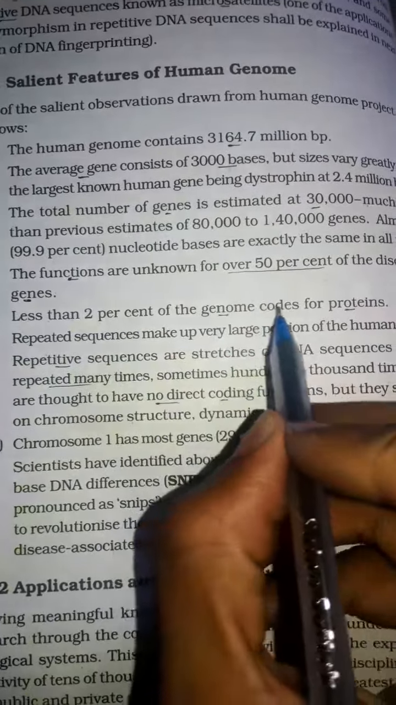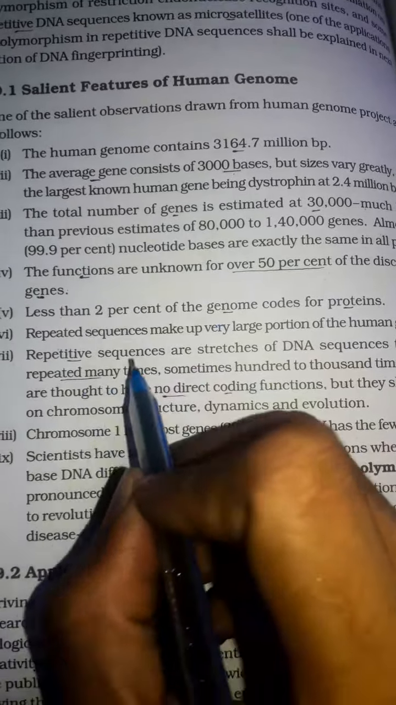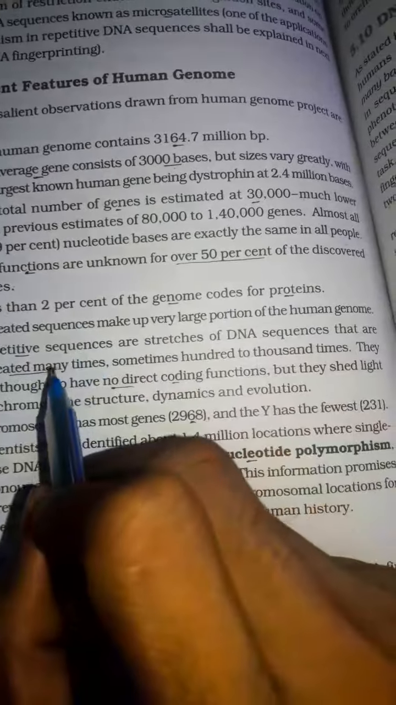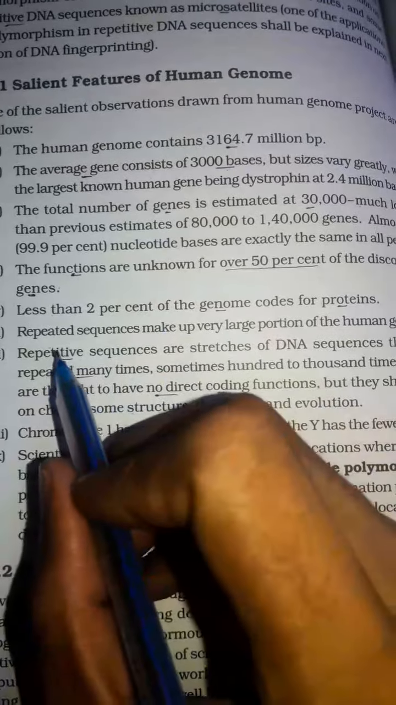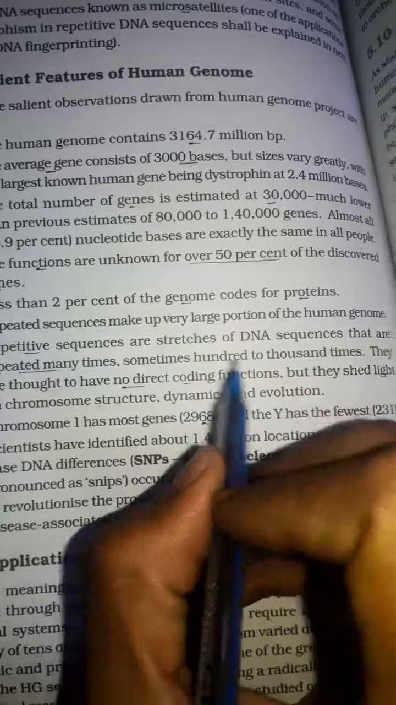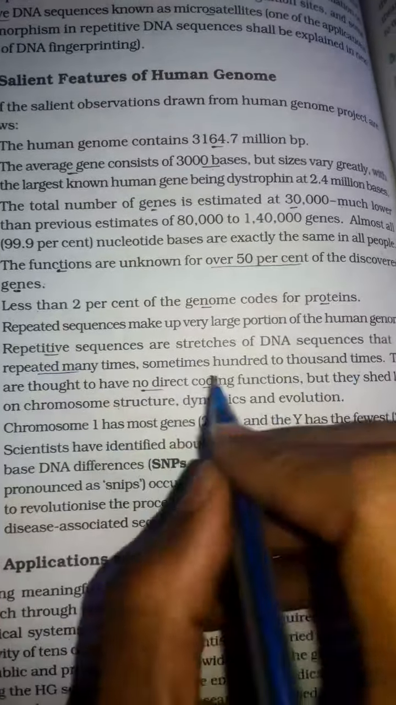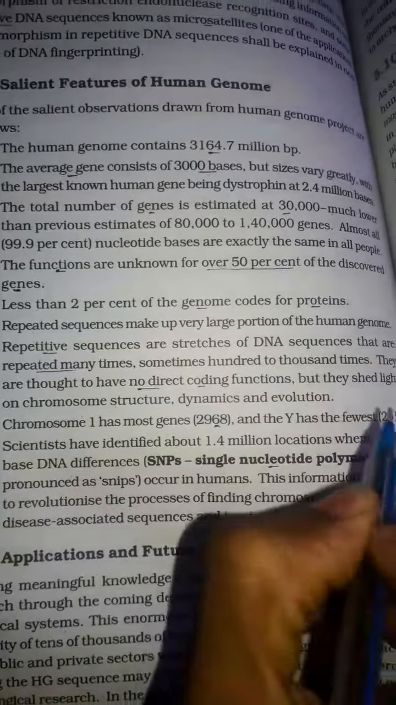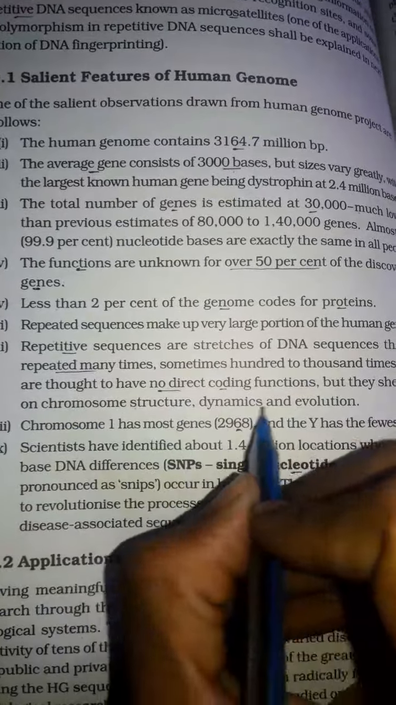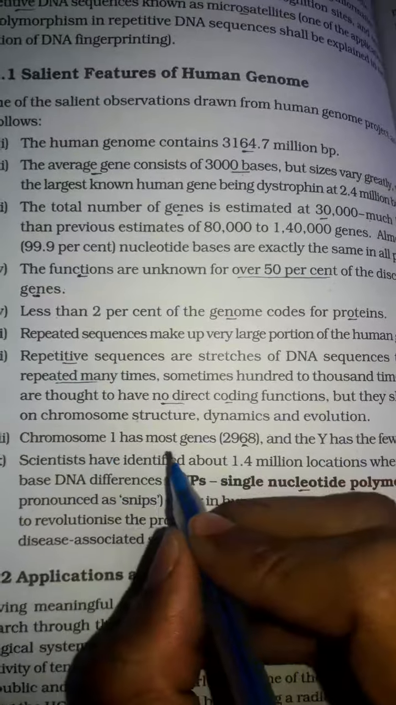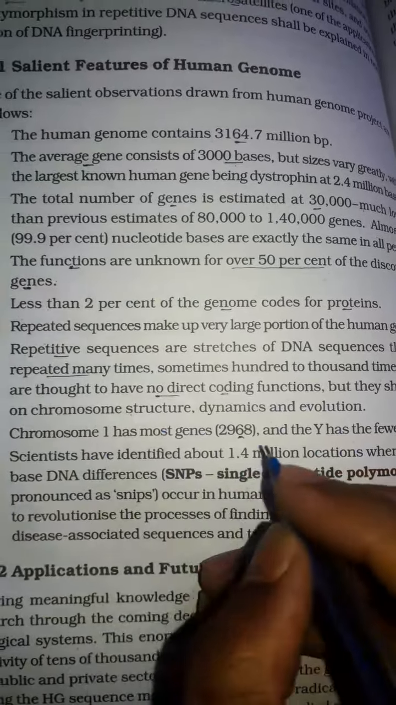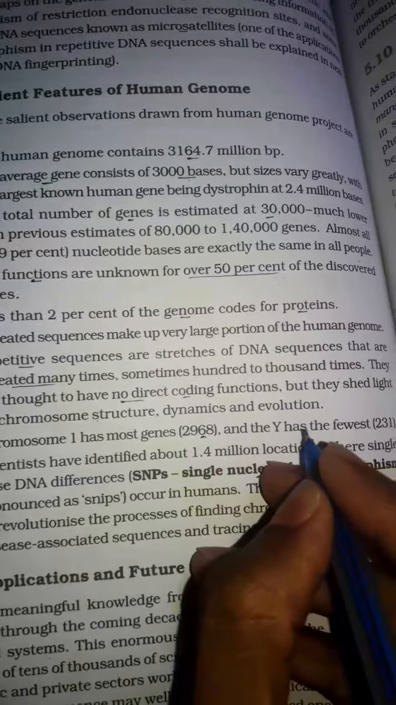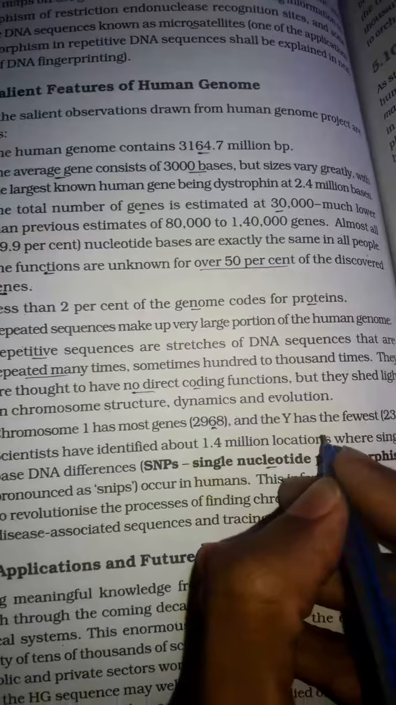Less than 2% of the genome codes for proteins. Repeated sequences make up a large portion of the human genome. Repetitive sequences are stretches of DNA sequence that are repeated many times, and they are thought to have no direct coding functions, but they shed light on chromosome structure, dynamics, and evolution. Chromosome 1 has the most genes, 2968, and Y has the fewest, 231.